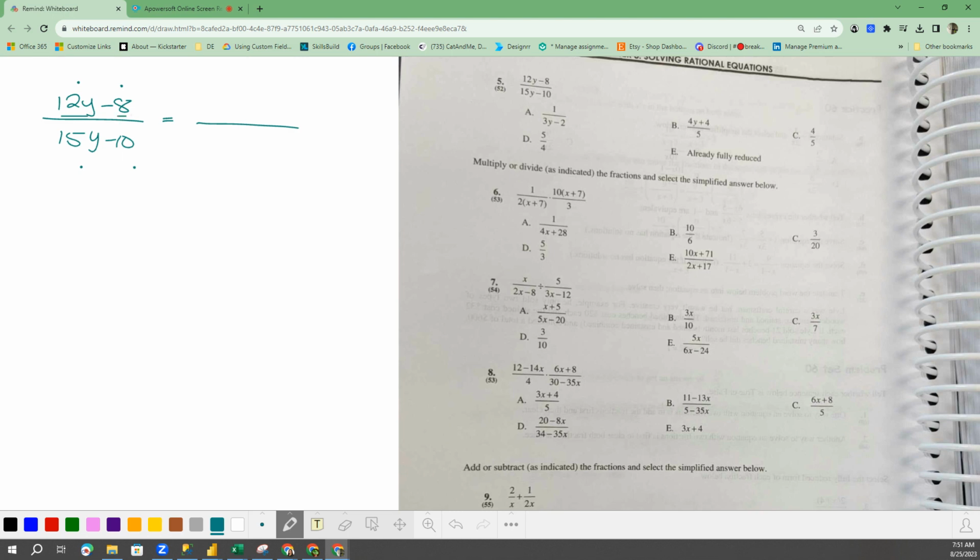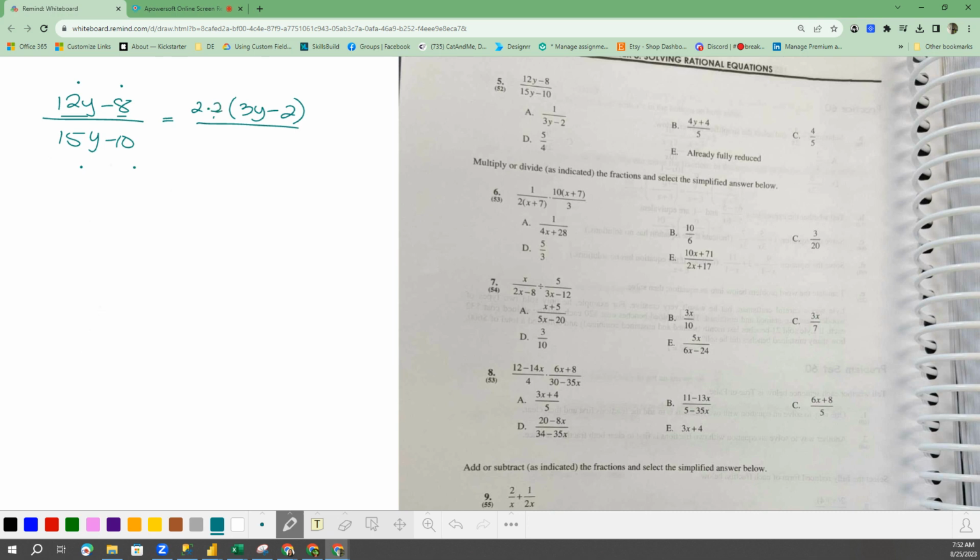What's in the 12y that's also in the 8? That would be 4. So you factor out the 4. So therefore, you have 3y minus 2. But remember, 4 can also be factored out some more, right? You can also factor 4 into a 2 times 2. So you can do it that way.